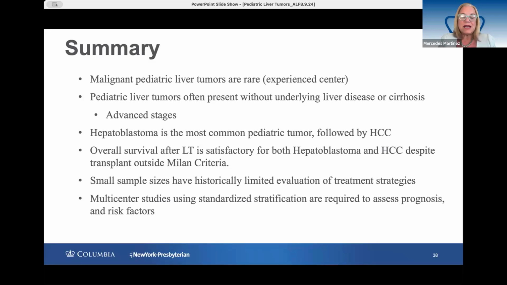A small sample size has historically limited our evaluation and treatment strategies. We cannot draw conclusions from 11 patients or 15 patients. We need thousands of patients, like the adults have, and those don't exist in any single center or even in every single region for pediatrics. For that reason, multi-center studies using standardized stratifications are required to assess prognosis and risk factors.